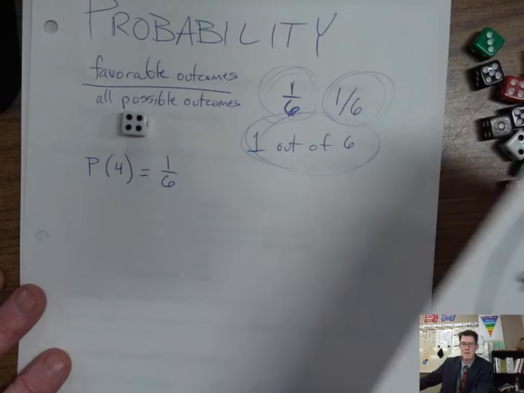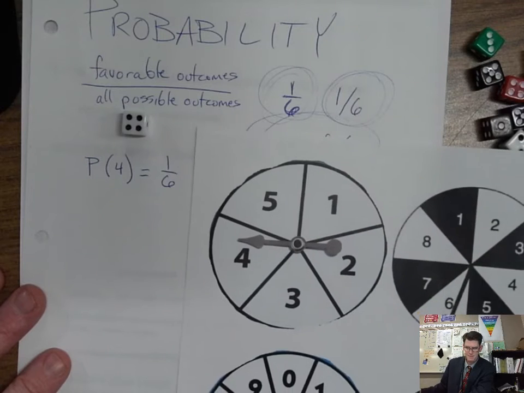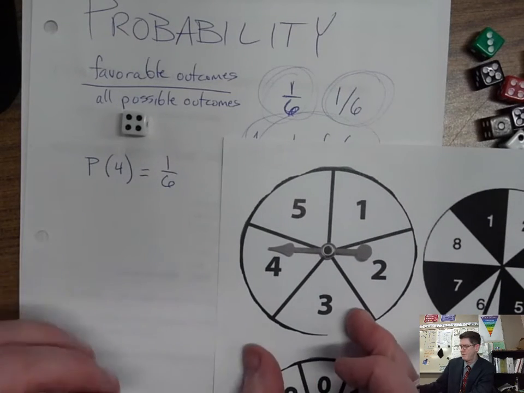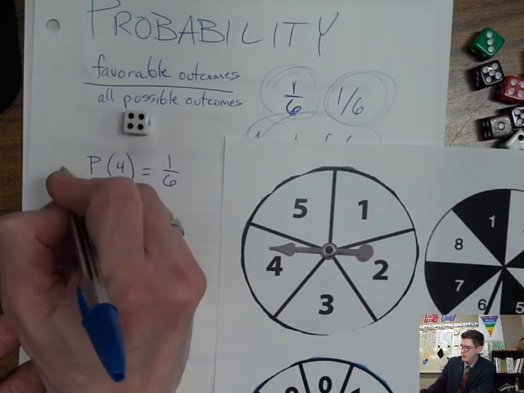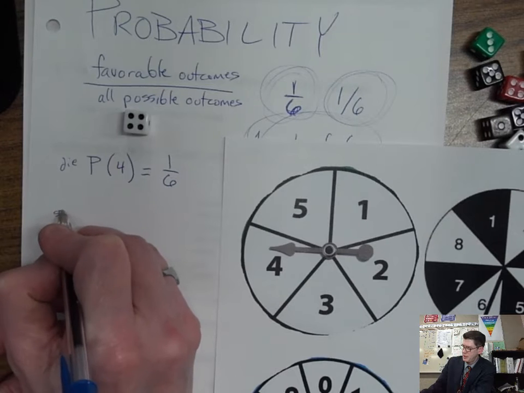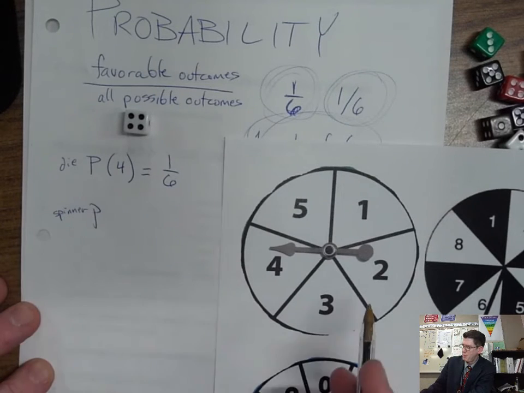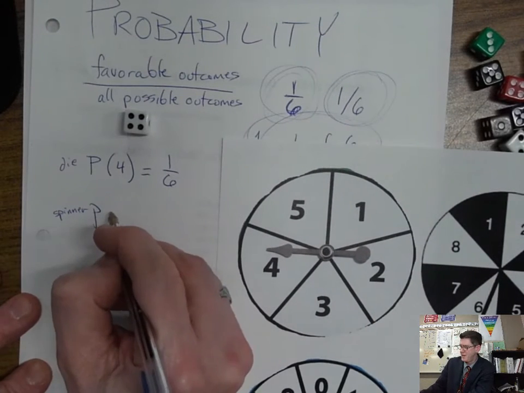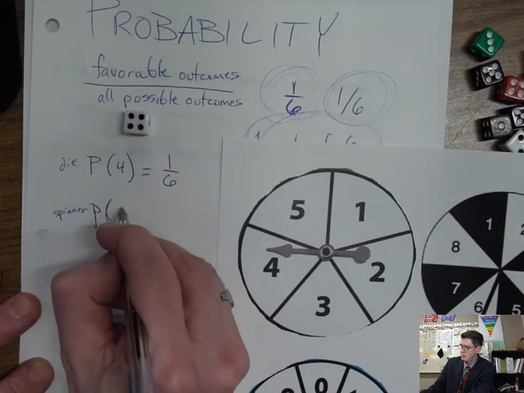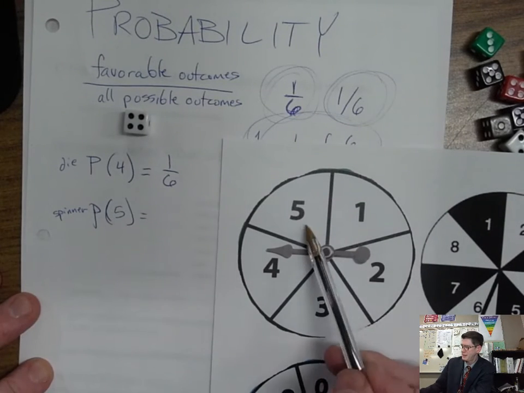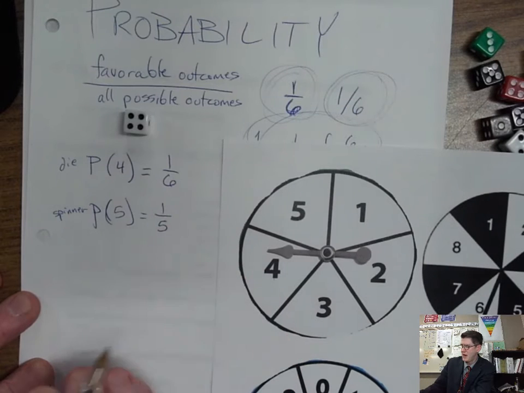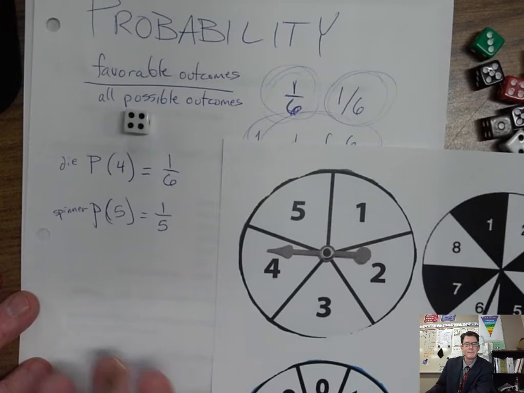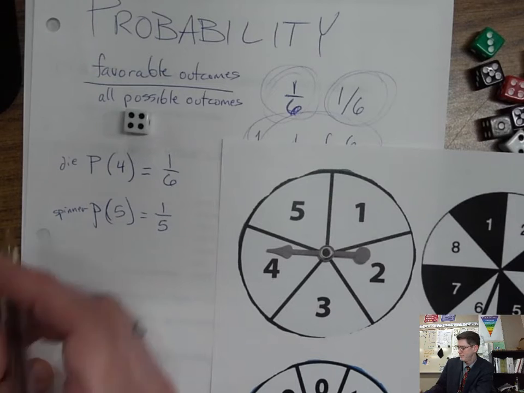If I'm doing a spinner, for example, what's the probability if I spin this? What's the probability of spinning a 5? So this was a dice. This is a spinner. The probability of getting a 5 on this. Let's see, there's only one 5 on there. And there's a total of 1, 2, 3, 4, 5. There's a total of 5 options, so it's 1 out of 5 for this spinner, the spinner 1 through 5.